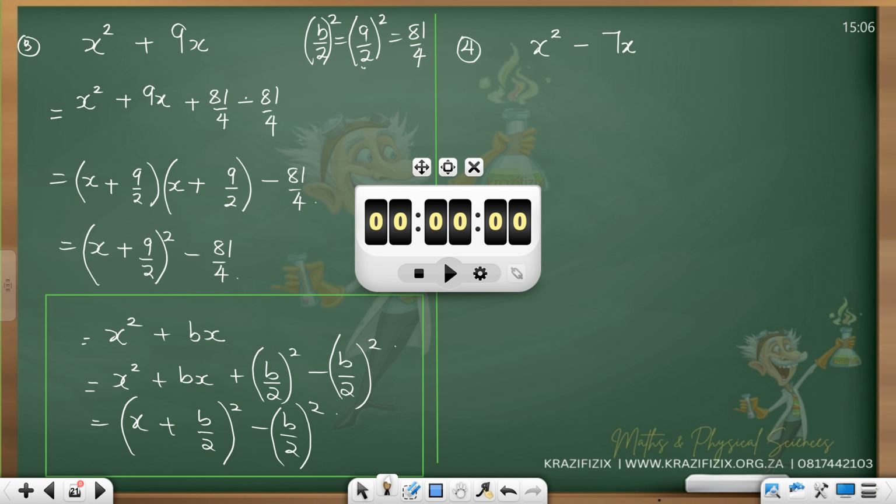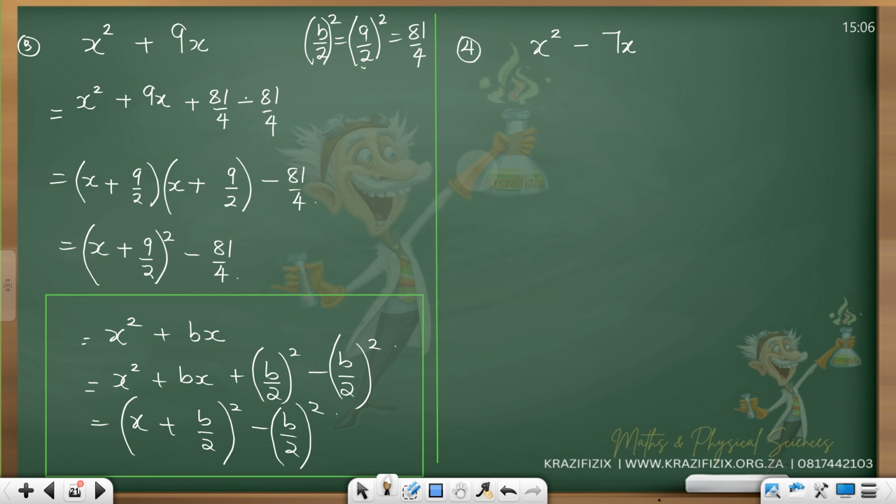All right, let's go quickly because of our time. Keep that at the back of your mind. Your b is -7 over 2. If I square that, that will be 49 over 4. Keep it at the back of your mind. So what do I have? X squared minus 7x. Add it. Subtract it. That gives you a perfect square trinomial.